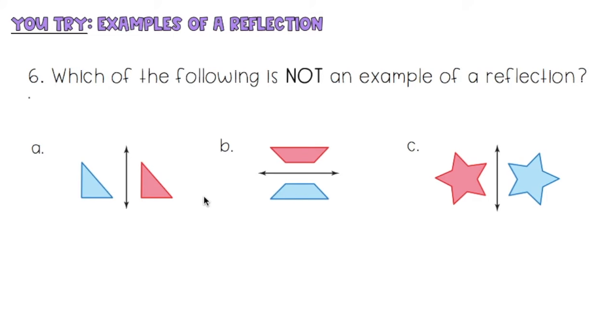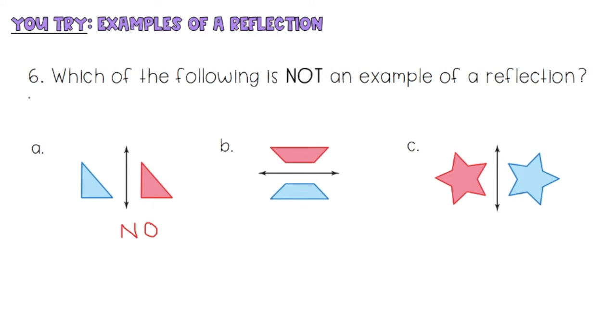Try these examples. Which of the following is not an example of a reflection? Option A, I see that I have two triangles and they look exactly the same. It looks as though I just took one triangle and I changed the position of it. So this is not an example of a reflection. This is actually a translation.